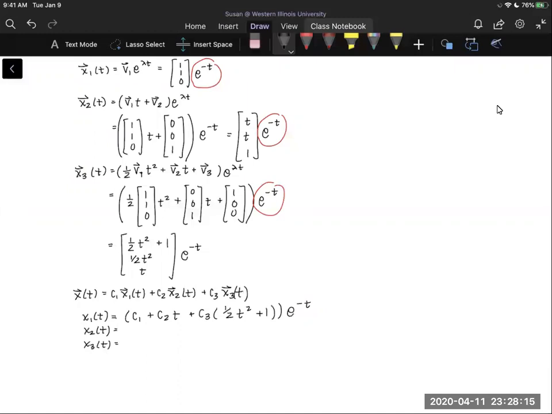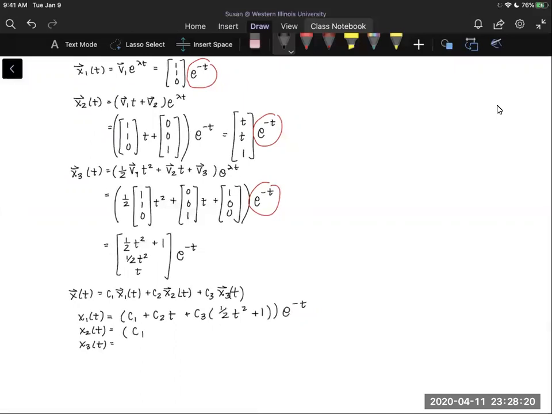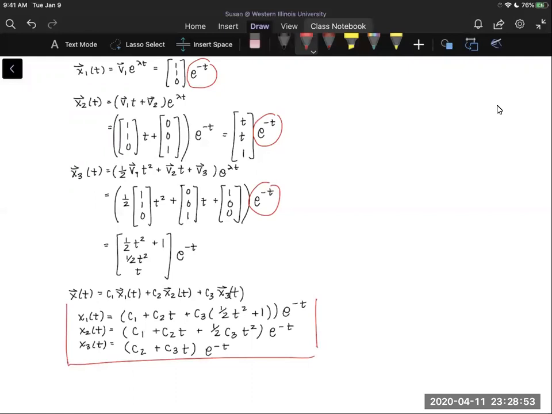And so then second row is going to be c1 plus c2 t plus 1/2 c3 t squared, all multiplied by e to the negative t. And then the final one, we have no c1s. We have a c2 and a c3 t, e to the negative t. And that, my friends, is the final solution for this beast of a problem.